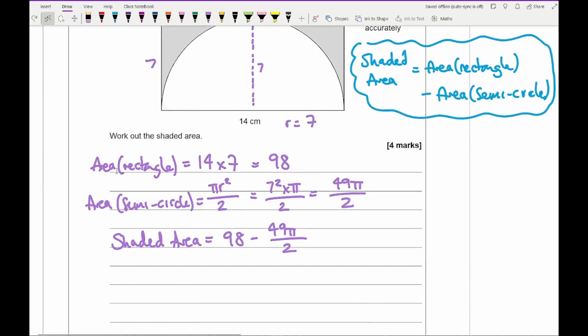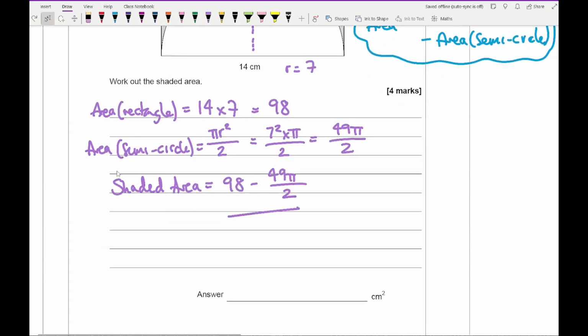Now again, leaving your answer in terms of pi, you could leave your answer like that, but typing that into your calculator, which is something that I'd recommend that you do, you should end up with an answer of 21.03097999, which I'm just going to round to 21.0 to 1 decimal place.